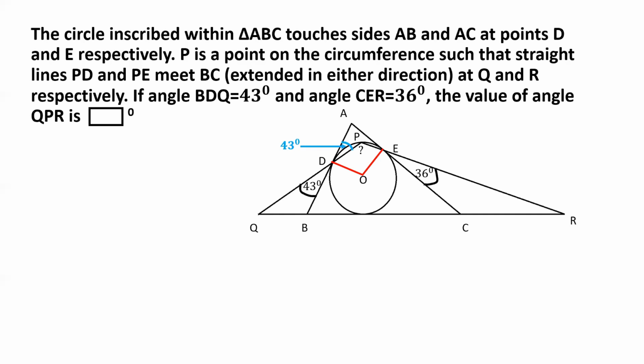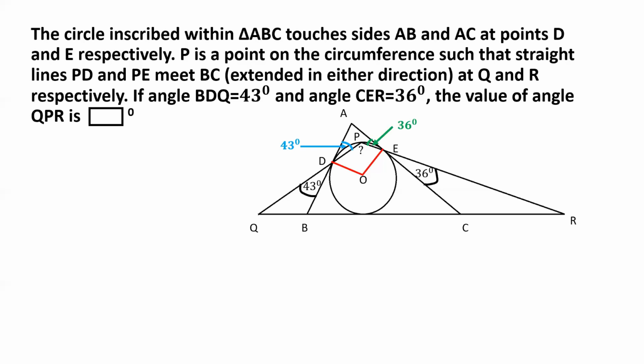We can basically apply the same logic to angle AEP. So that's the angle marked in green. And angle AEP and angle CER, these are also vertically opposite angles and they should be equal as well. So we can write angle AEP, that's the angle marked in green, as equal to 36 degrees.